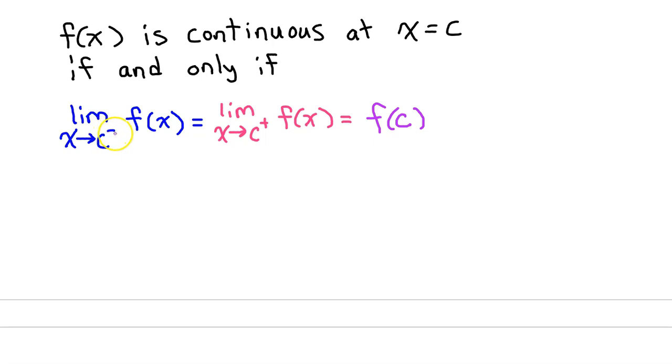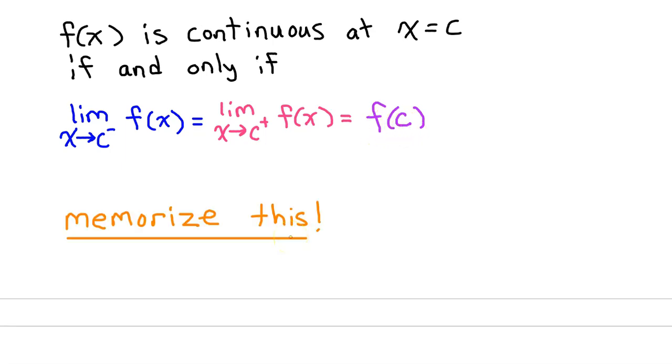The formal definition of continuity has three parts to it. F of x is continuous at x equals c if and only if the limit as x approaches c from the left of f of x is equal to the limit as x approaches c from the right of f of x, which is equal to the value of f at c. This is a key concept.